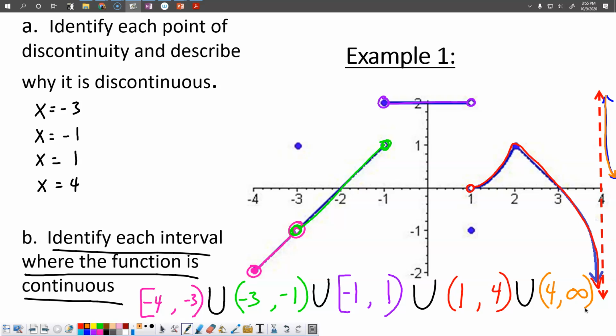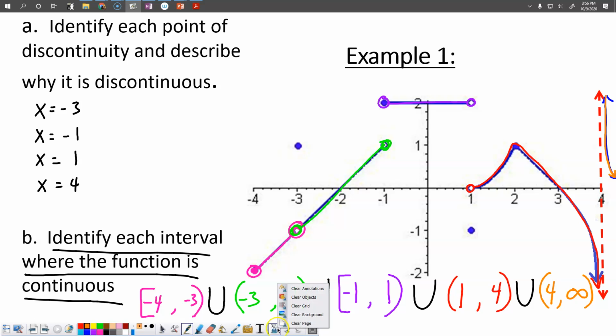So it's just kind of like the inverse of question A. On question A, I was asking you where the broken spots are. In part B, I'm asking you where the non-broken parts are. And whenever you're talking about where the non-broken parts are, you have to use intervals. Okay? So that describes the places where the function is continuous.